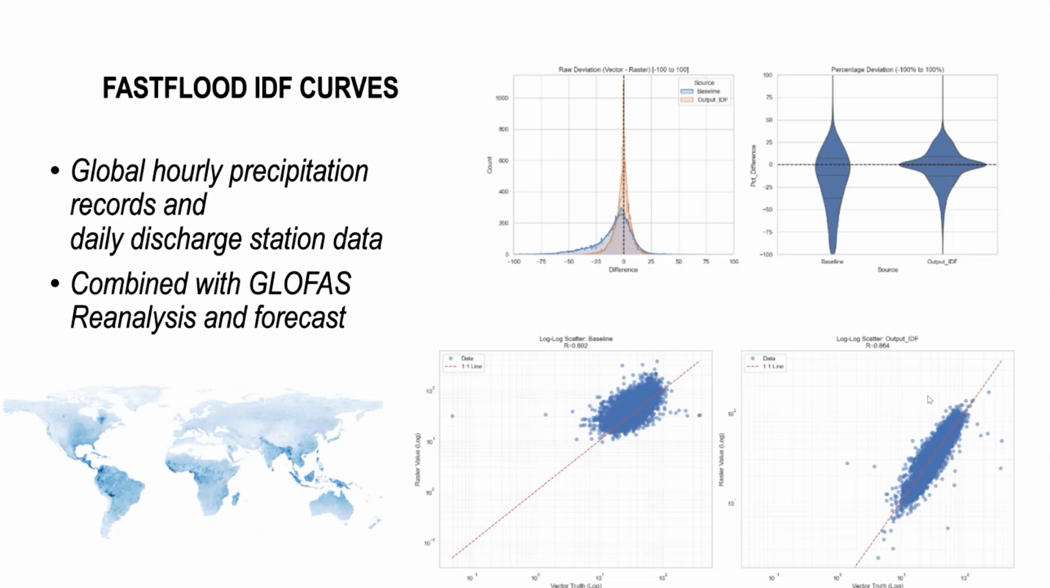And again, that's comparing the IDF curves from the observational, the hourly precipitation station data, with the gridded versions derived from ERA5-Land and GPM IMERG. So we do see that the bias correction procedure really helps significantly in improving the accuracy of these kinds of inputs to the modeling.